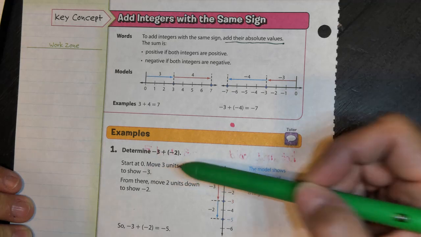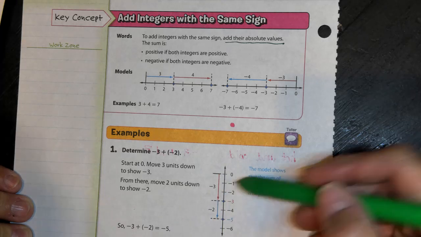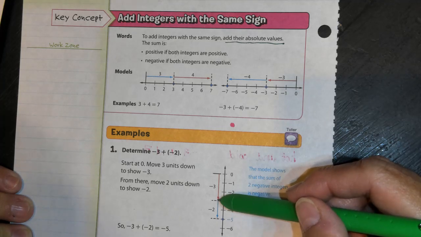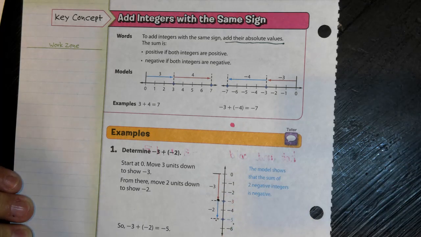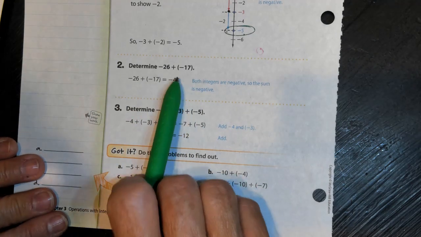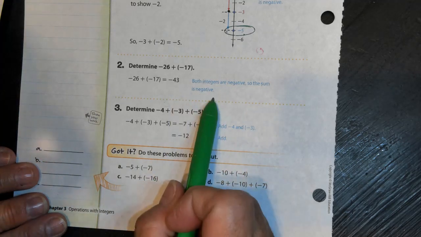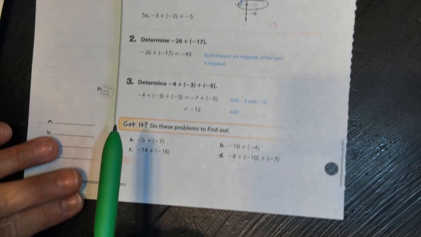So let's look at this one. Determine -3 plus -2. You start at 0, move 3 units down in the negative direction, and then from there move 2 units more down to show -2, and you end up at -5. Okay. Here you have -27 plus -17. Both integers are negative, so your sum is going to be negative. You would just add those and get -43.